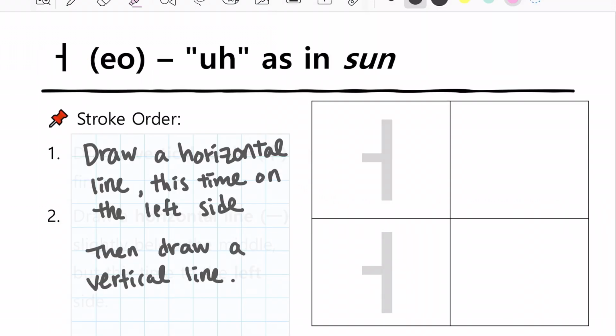This time, we're going to learn uh. Uh as in sun. The stroke order is draw a horizontal line, this time on the left side, and then draw a vertical line. So on the left side first, and then draw one vertical line to close it. I'm also going to write down the stroke order in numbers right next to the vowel.